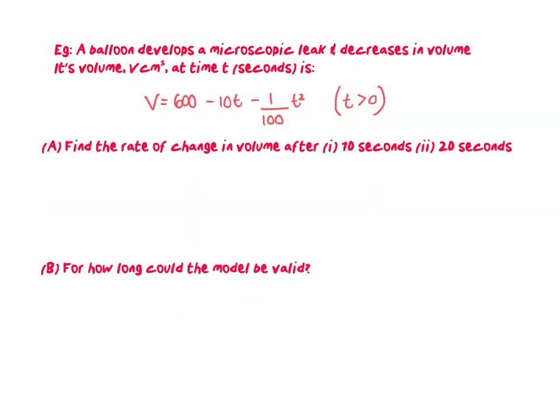Okay? All right, if we look here is a little bit of a practical application. A balloon develops a microscopic leak and decreases in volume. Its volume in centimeters cubed at time t seconds is given by the equation below here. Find the rate of change in the volume after 10 seconds and 20 seconds. So for the rate of change, we're just going to have to get the dy dx and find it at those times. It's actually not dy this time, is it? It's actually dV dt.